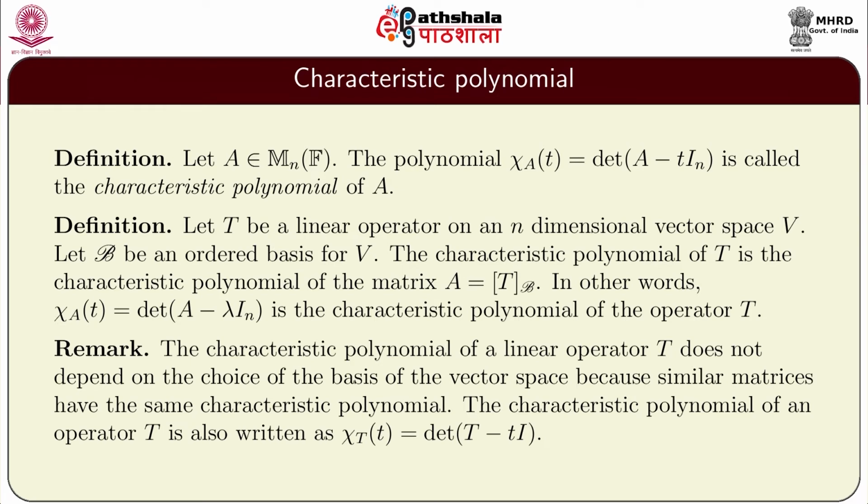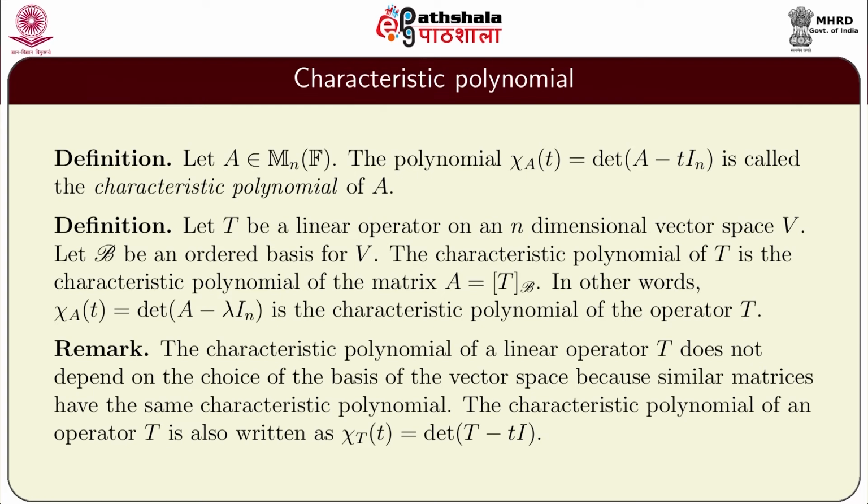But then we can ask, what if we take a different basis B for the vector space V? That is, is the definition of the characteristic polynomial of the linear operator T dependent on the choice of basis? The remark says that the characteristic polynomial of a linear operator T does not depend on the choice of the basis for the vector space, because similar matrices have the same characteristic polynomial.